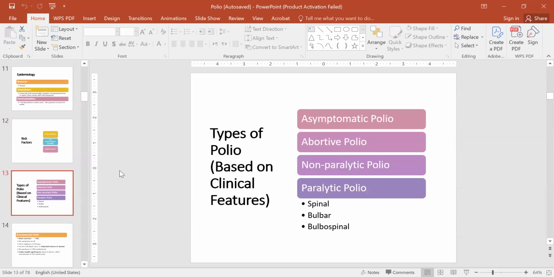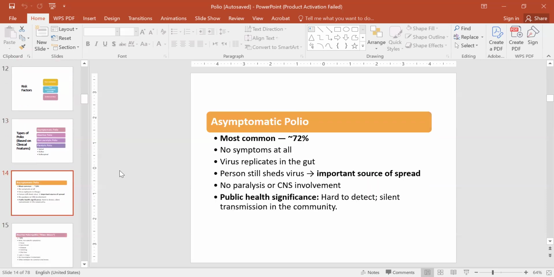Now we come to the types of polio. The first classification is based on the clinical features: asymptomatic, abortive polio, non-paralytic polio, and paralytic polio. These are the four major types. And then paralytic polio is further divided into three categories. We will go through further.